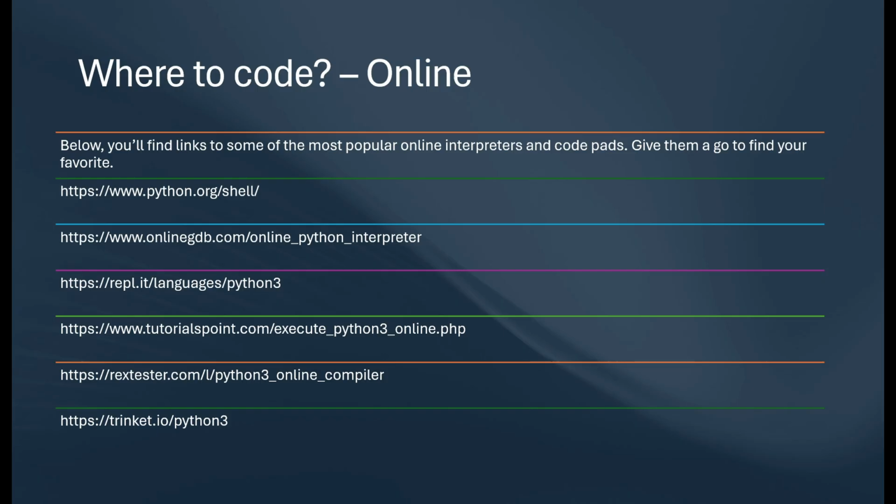Where to code? There is a variety of places where you could code in Python. You could follow this link to Python.org to use the shell to code. You could also use a lot of interpreters online. Examples of these interpreters are here.